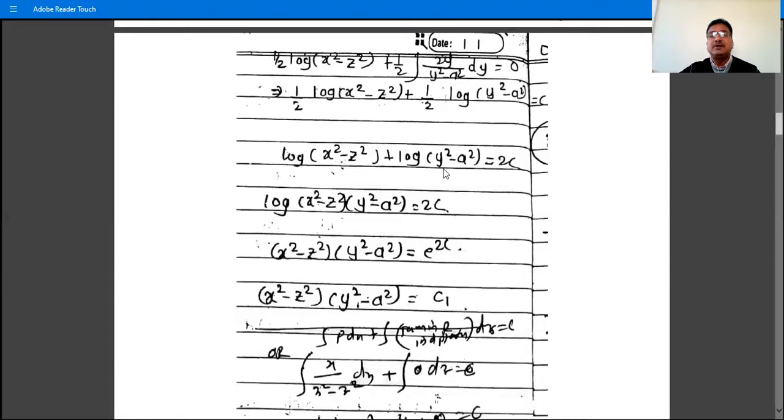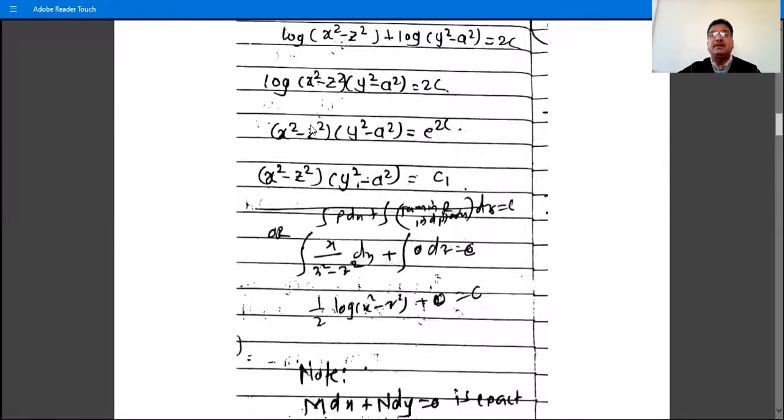The next step is: log a plus log b is log of a into b, and then shifting the log, it is e raised to 2c. Then denote this e raised to 2c as a new constant c1, and so x square minus z square times y square minus a square is equal to c1, which is the general solution of the given differential equation.